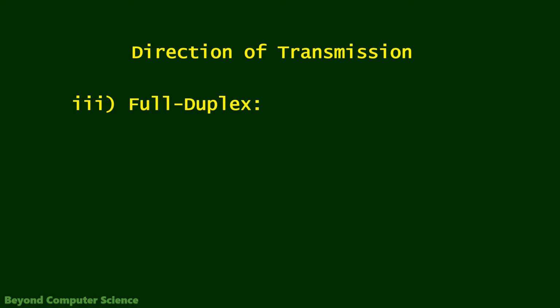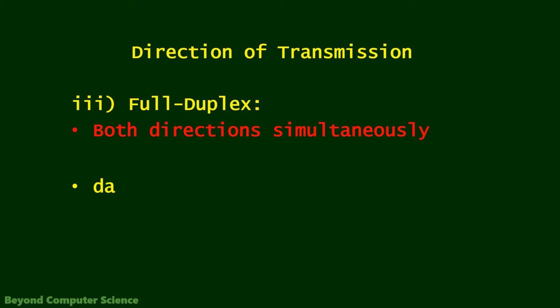The third one is full duplex. What happens in full duplex? Both directions simultaneously. So data can travel both directions at the same time simultaneously. This is the most common one nowadays. Every broadband or internet connection, every phone call is the example of full duplex transmission.